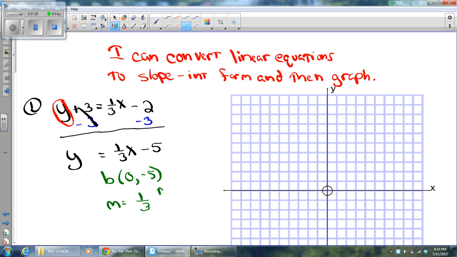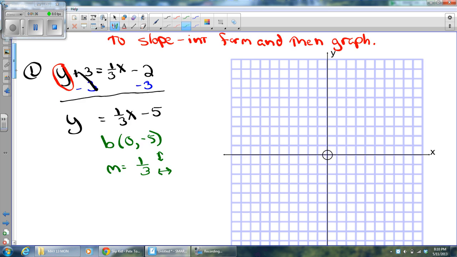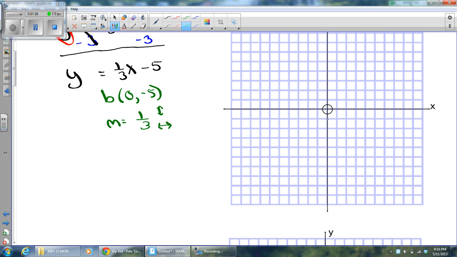Remember, the numerator is the rise number, how much I rise, and the denominator is the run number. So I'm going to go ahead and graph 0, -5. So 0, 1, 2, 3, 4, 5. And then from there, I'm going to rise 1, run 1, 2, 3. Rise 1, 1, 2, 3. Right? And then I'm ready to draw my line.